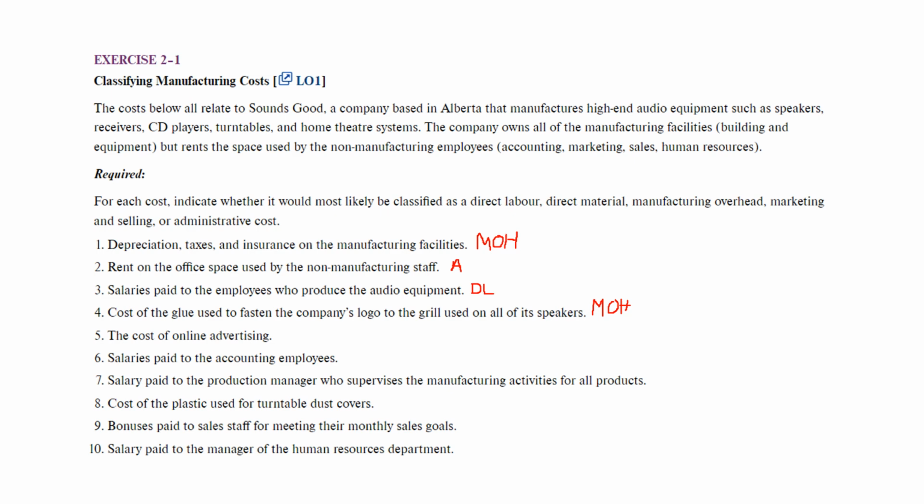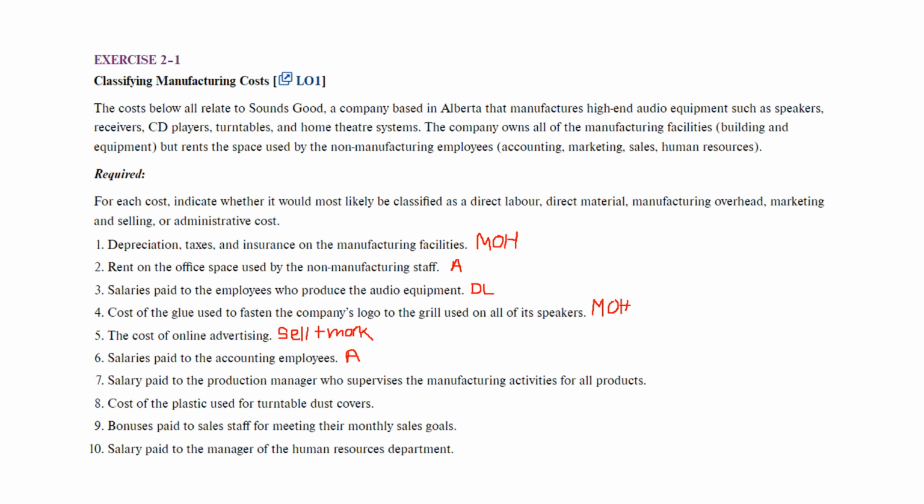The next one, the cost of online advertising. So this is definitely a selling or marketing cost. And that is because it has to do with the advertising, which is a marketing expense for our product. It doesn't have anything to do with actually making the product. So the next one, salaries paid to accounting employees. This would be an administrative cost. It has nothing to do with the actual product. It doesn't have anything to do with selling or marketing. It's just an administrative cost for the wages of these accounting staff.